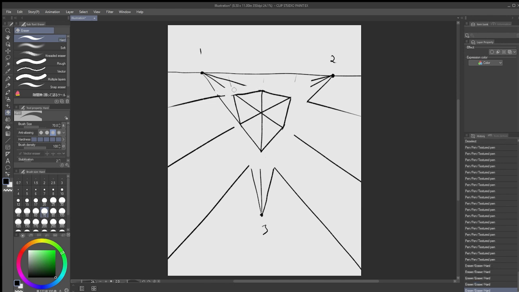Oh, well, anyway. I hope any of this made sense. One, two, and three point perspective. You do use all of them. Now, go forth and practice this kind of stuff.